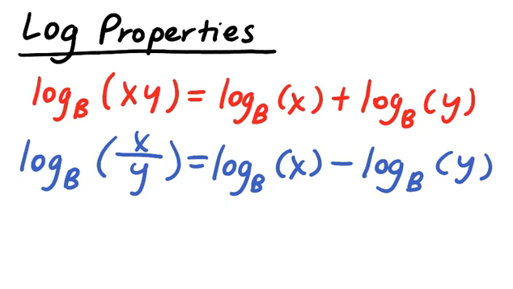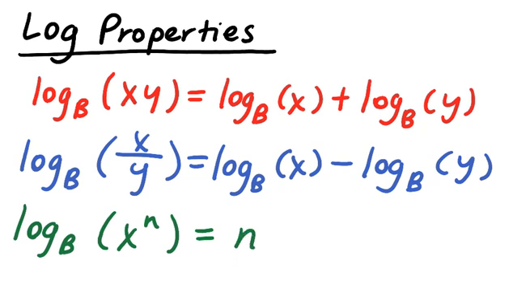And then the power property is, okay, the log of, say, x to the nth power is going to be n times the log of base b of x. Okay, so we can swing that exponent around. These are the three things that you need to know.